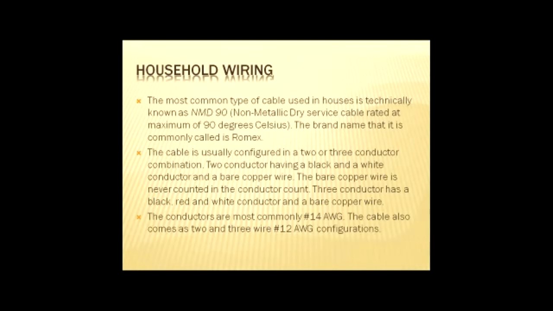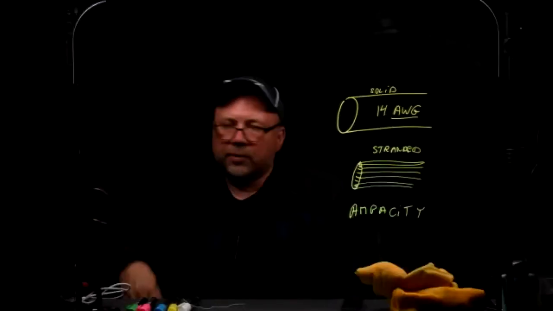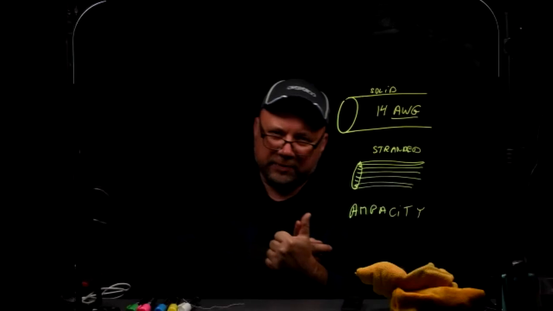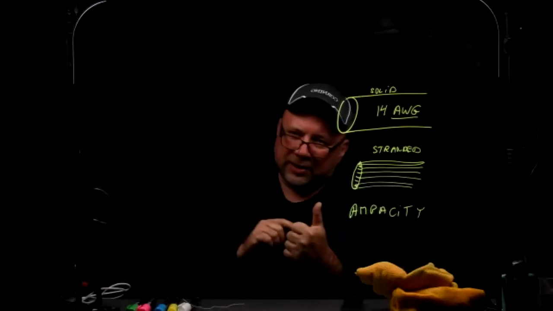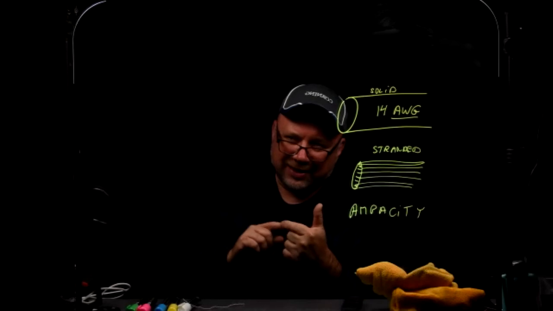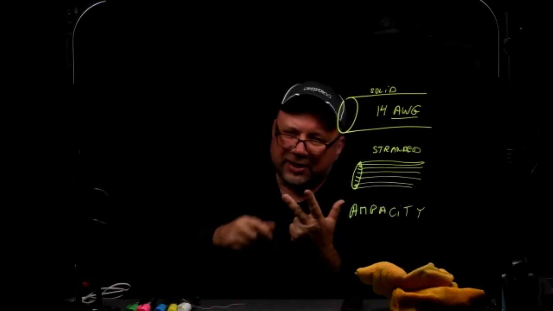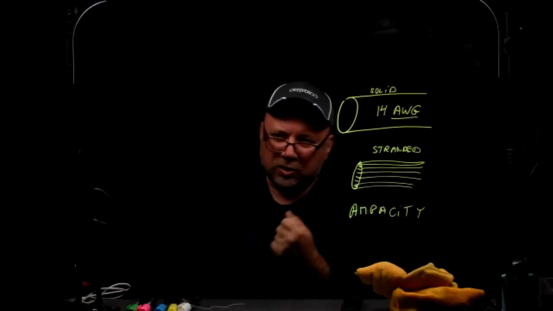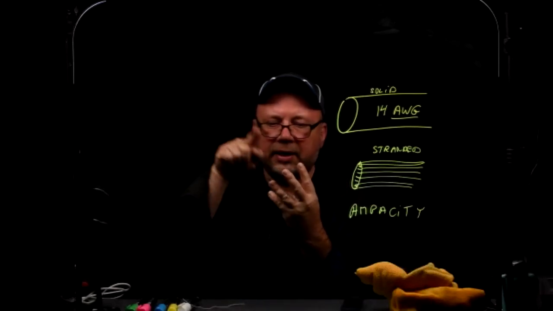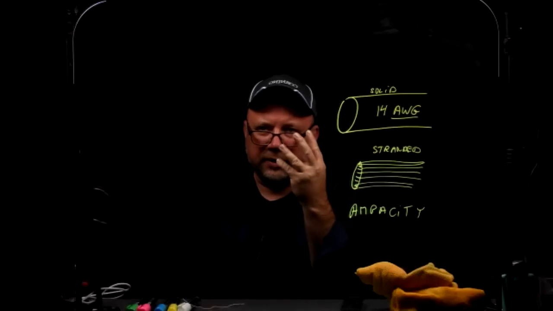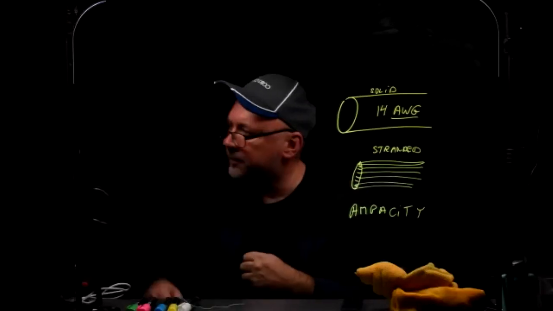All right, so the three conductor has a black, red, and white conductor and a bare copper wire. In the two conductor, we always have white because that's the neutral. So we'll always have the white conductor. And when we go for the next one, the first hot is going to be black, the second hot is going to be red. So in three conductor, you're going to have actually four wires: white, black, red, and the grounding wire. Okay.